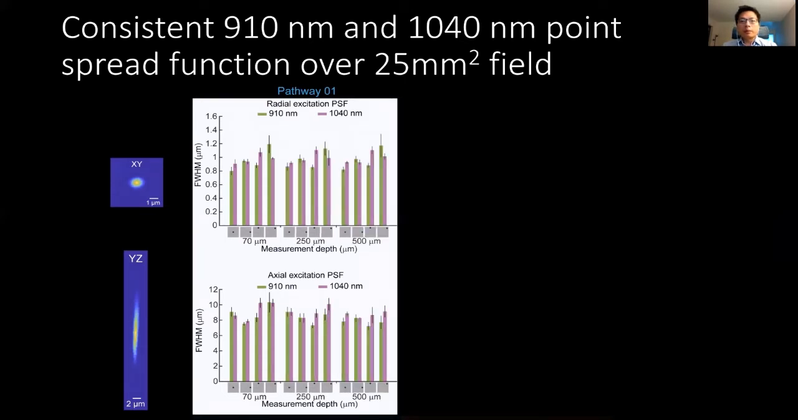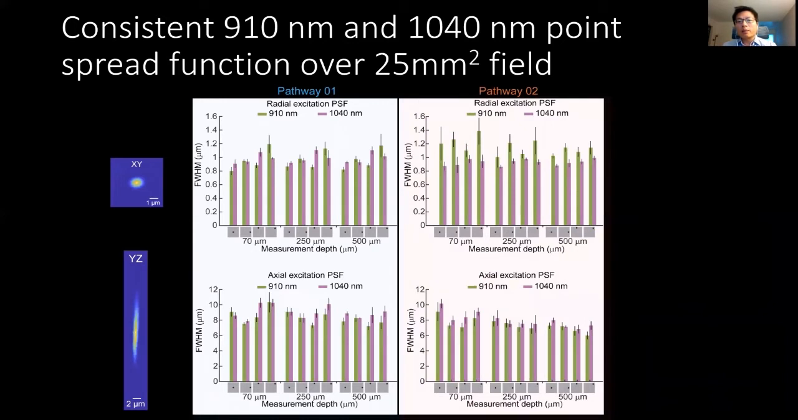The same measurements are performed at the depth of 250 microns and 500 microns, as well as for the second light path. Overall, the resolution is 1 micron laterally and 8 microns axially across the 4 by 5 millimeter field of view and up to 500 micron of imaging depth for both 910 nanometer and 1040 nanometer. So this result shows that the Diesel2P system maintains a consistent resolution throughout the large field of view.